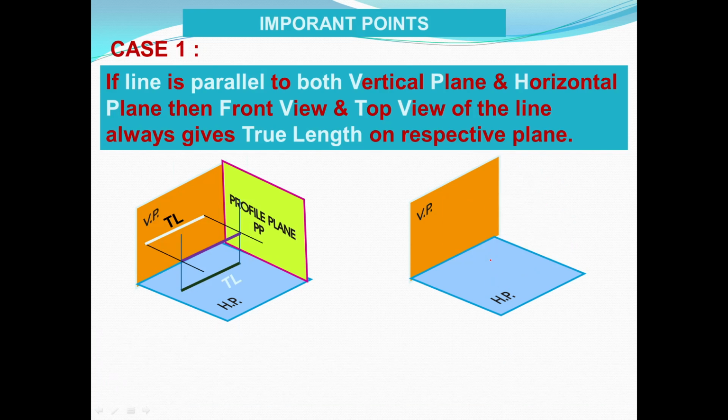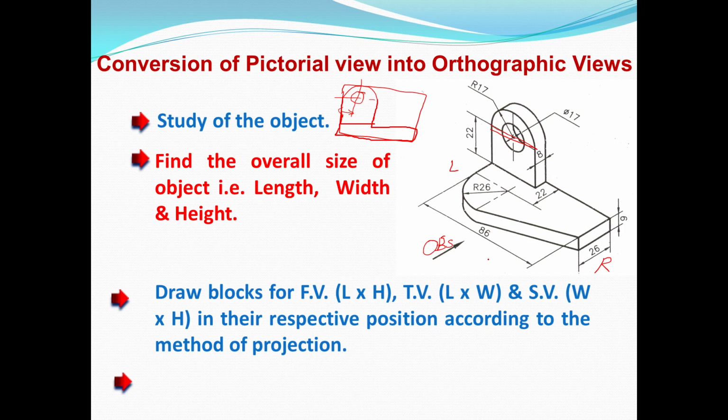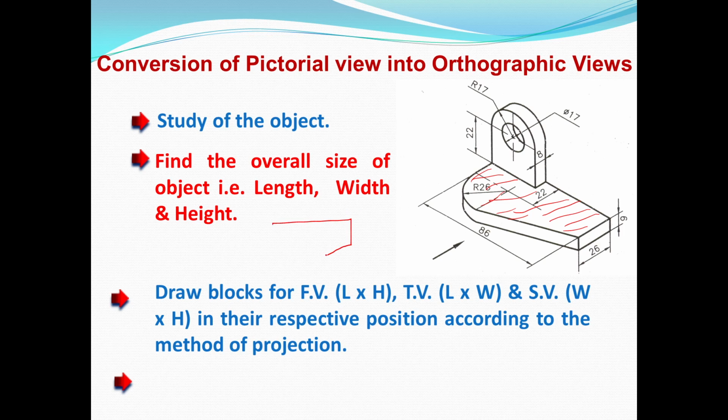So going back to our drawing, which surface is here? A horizontal surface, parallel to the horizontal plane. This surface is the horizontal surface, so we get the true shape in the top view. How? We get it like this. So this is the true shape for this surface, and for the next surface I am changing the ink, one minute.